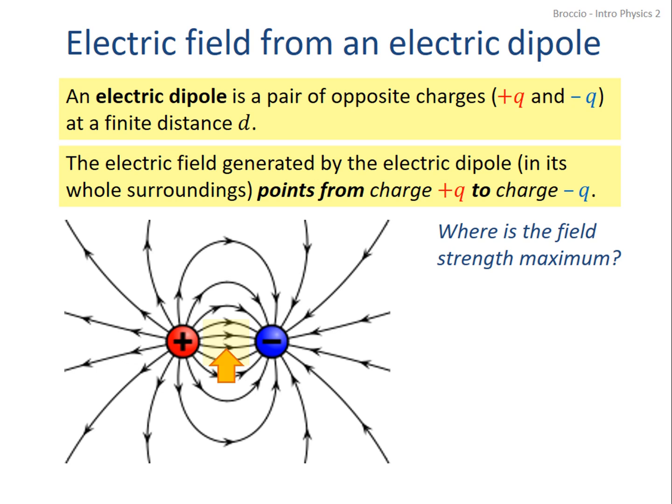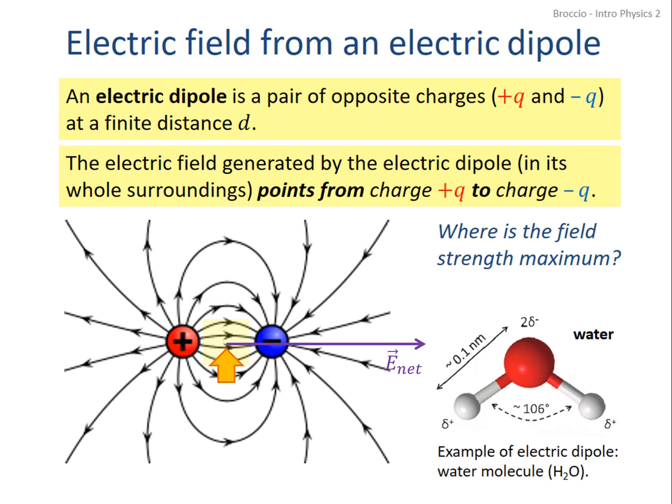For the same reasons as in the previous example, the magnitude of the electric field produced by the plus q and the minus q would be exactly the same at the midpoint. That would be the point where the two field strengths will add up the most. Incidentally, an example of a molecular electric dipole is a water molecule.